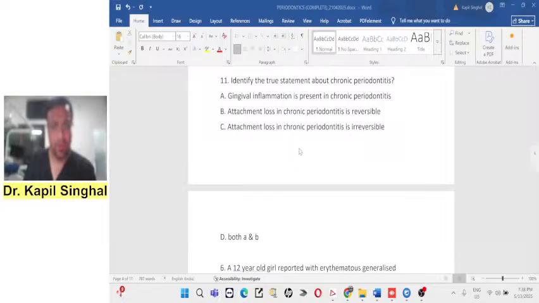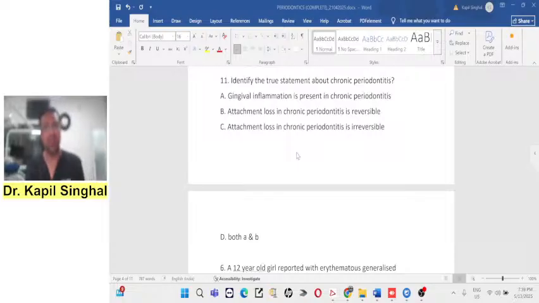Okay, so the first, now again this question, the options must be different, because let's read the options and understand. If these were the recalled options, there's something wrong with this question. So now he's asking which is true about chronic periodontitis. The first option was gingival inflammation is present in chronic periodontitis. So we all know gingival inflammation is present. So this is a correct option.